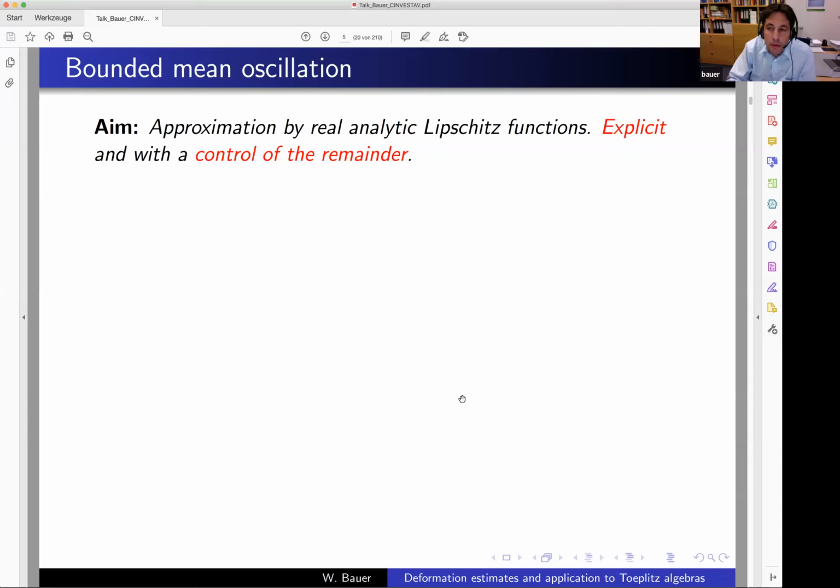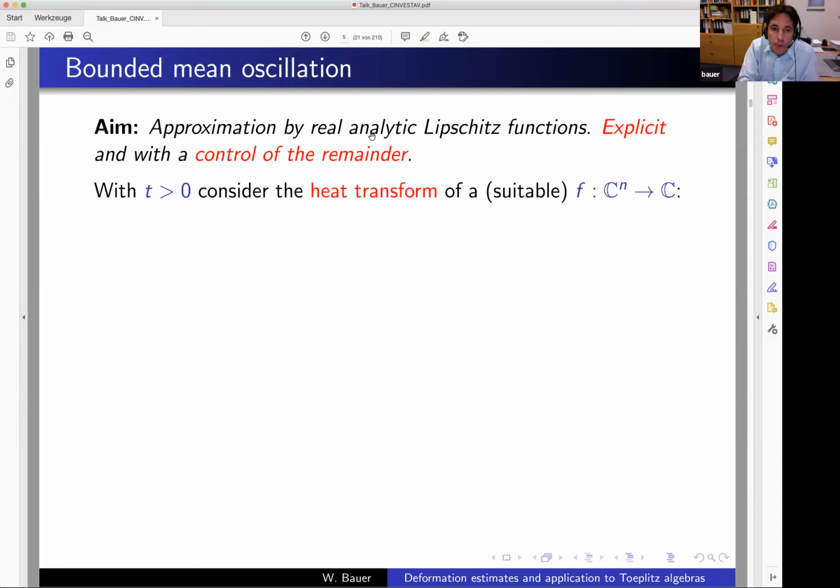So you may ask, in this very simple setting where the metric space is just Cn, can you do a bit better? Can you approximate, maybe even by real analytic Lipschitz functions? And how can you control the remainder? If you think about this problem on Cn, if you want to approximate something by very nice functions, then probably you will immediately think about a convolution by some good kernel, and that works well.